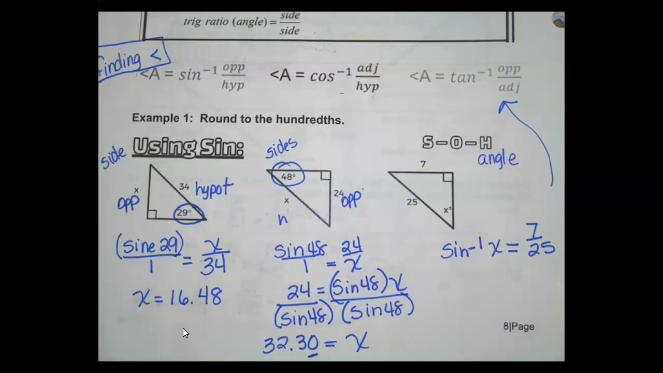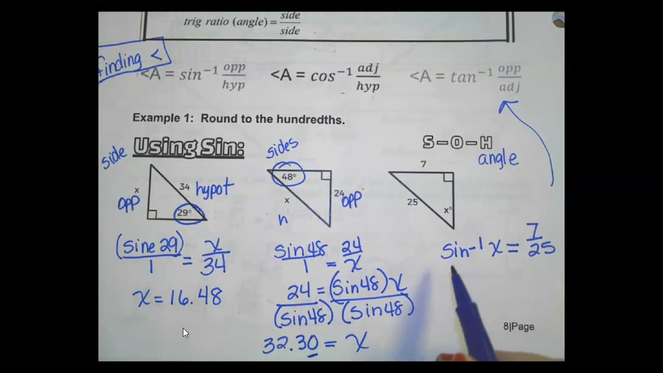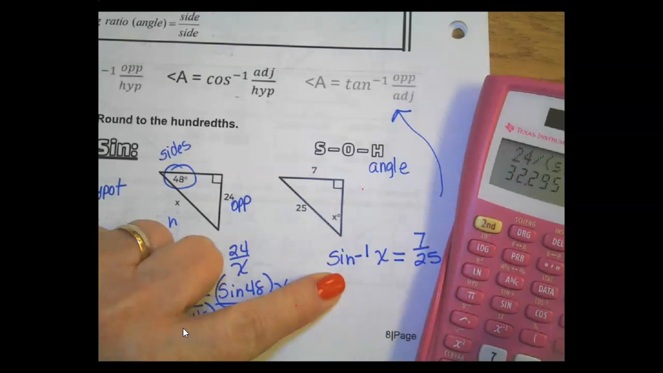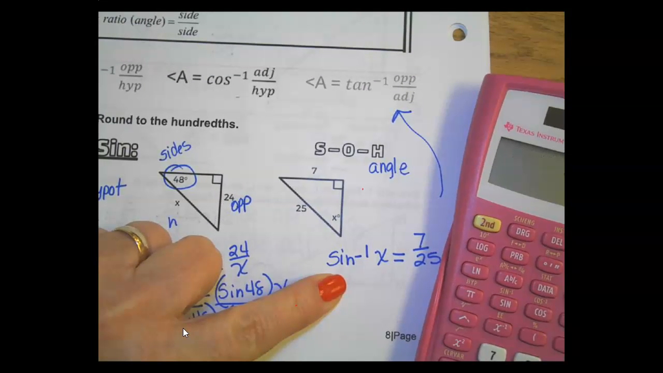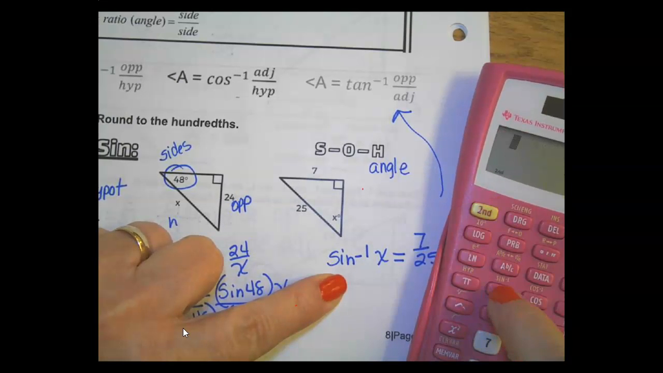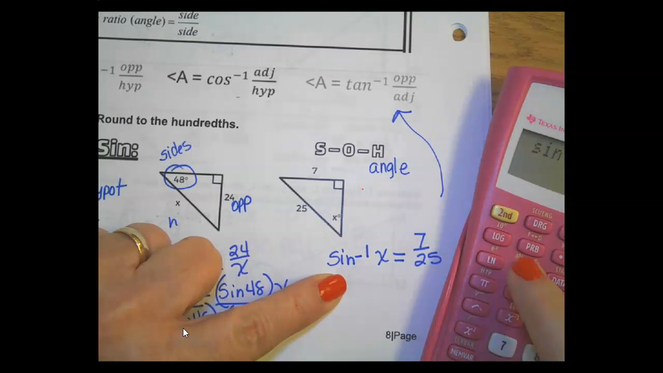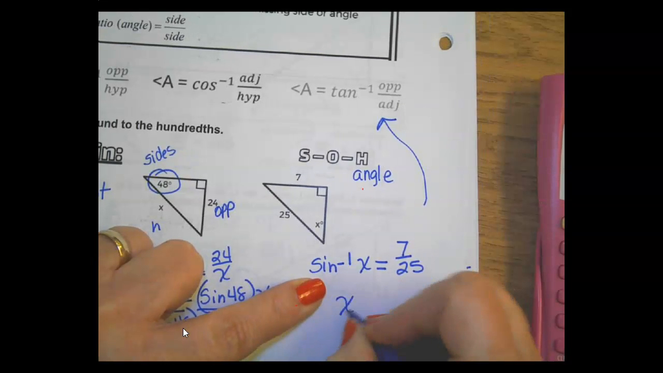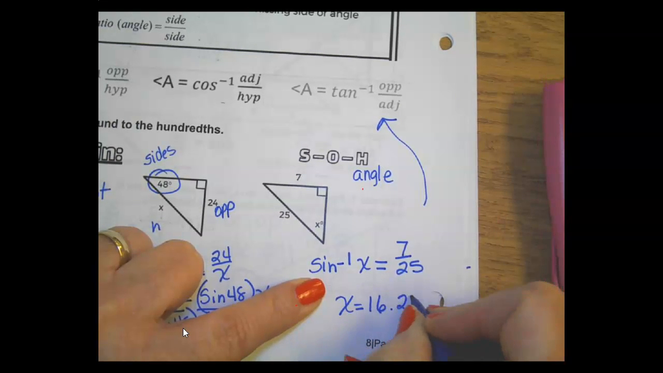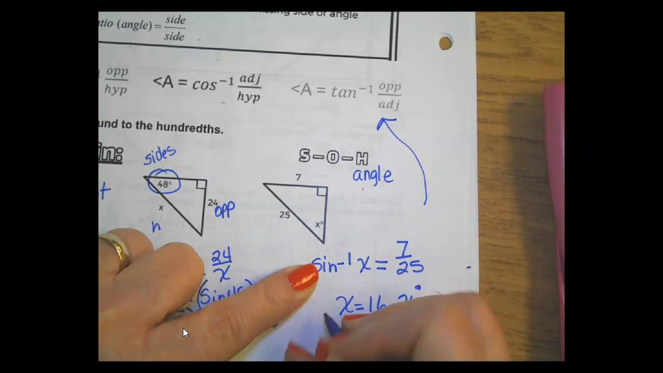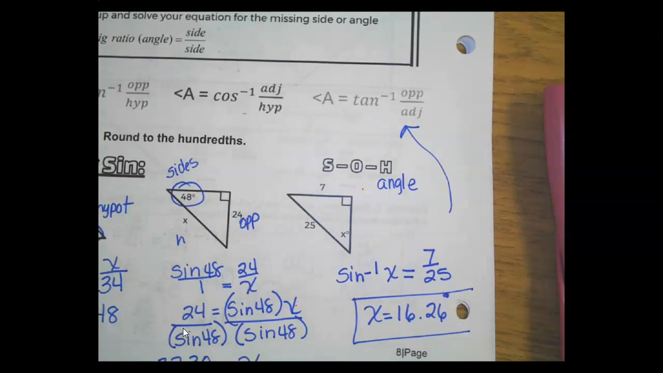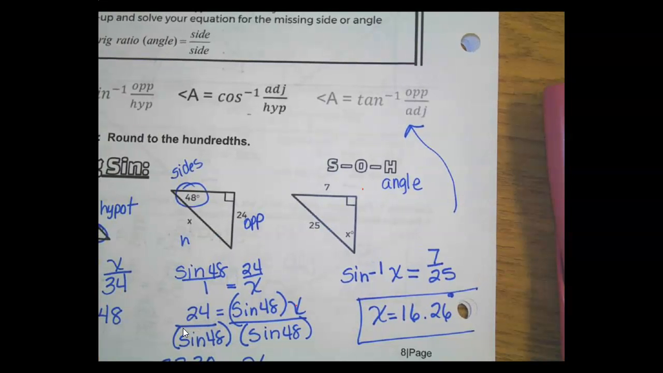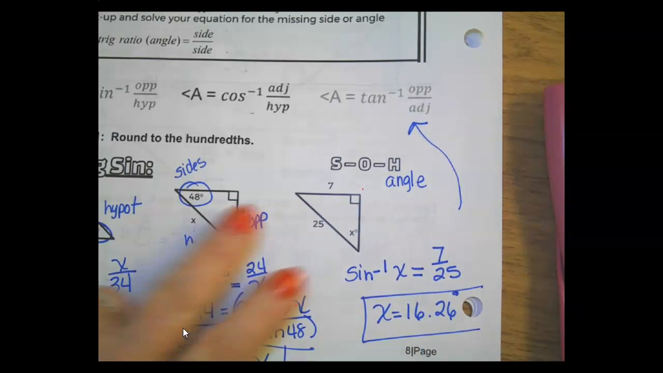Okay, this one's a little bit different because you're just running this into the calculator. So in your calculator, you're going to hit the shift key, it's this one up here, and then 7, ABC, 25, and it's going to give you your answer. X is equal to 16.26 degrees. And there you have it. Okay, wasn't too bad. Let's try the next.